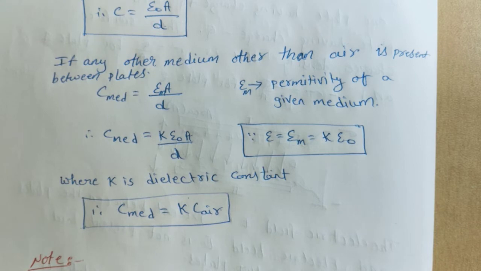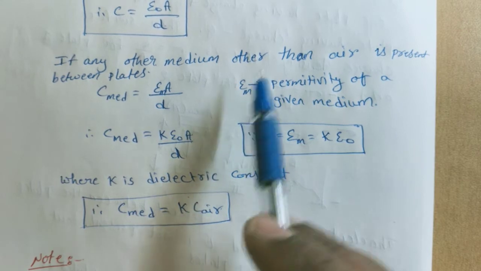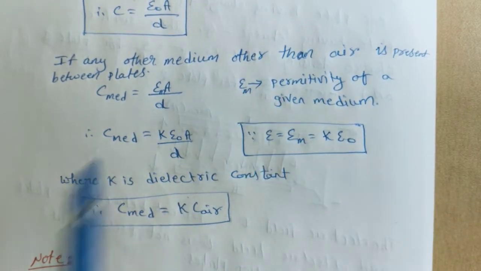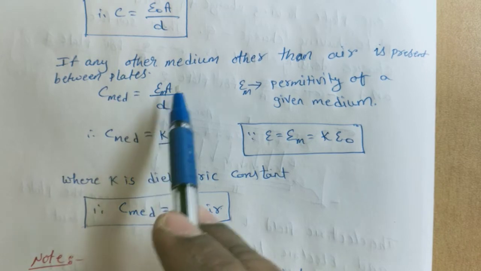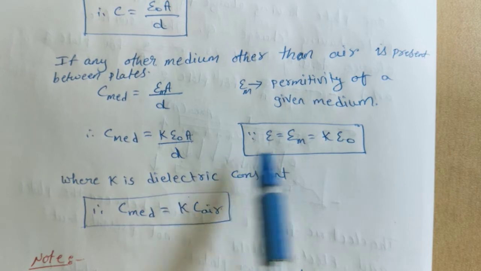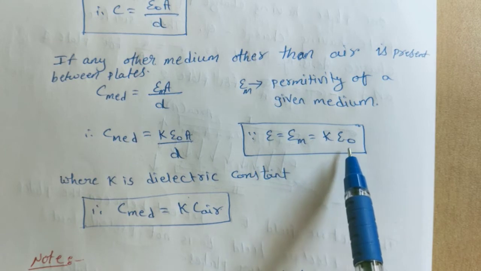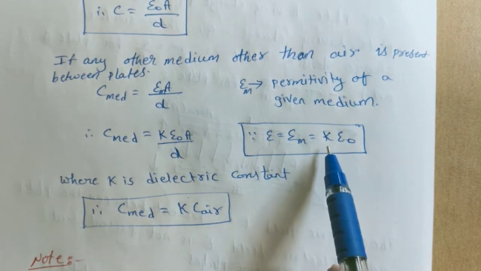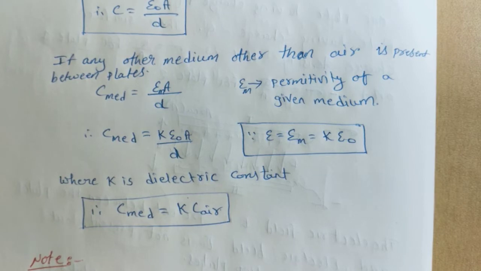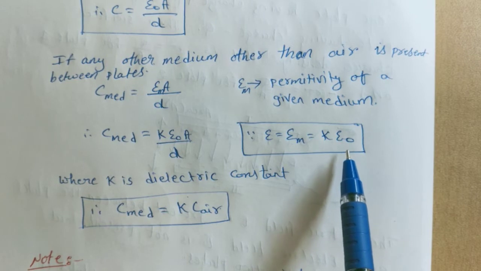Okay, friends, now between the plates we are placing one dielectric slab or dielectric medium. That medium has a permittivity, which we represent as epsilon m. So C medium is equal to epsilon m A by D. Instead of epsilon m, that is, the permittivity of the medium, we already know that it is K times epsilon naught. Here K is the dielectric constant of the given material and epsilon naught is the permittivity of free space or of the air medium.